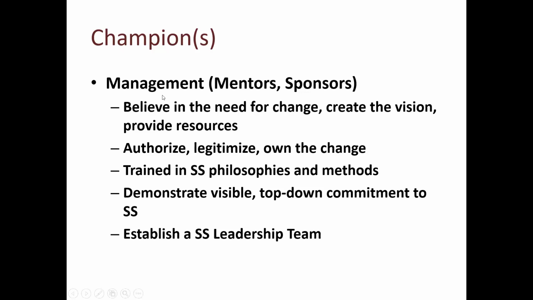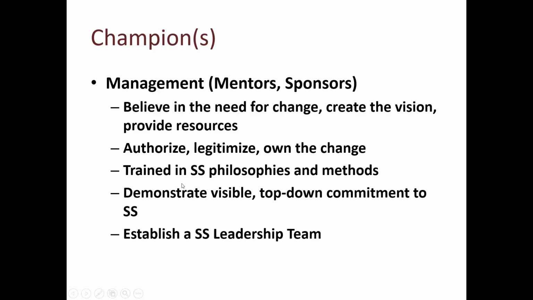They come from the management, they are mentors, they are sponsors. They believe in the need for a change, they create the vision, the strategy, and they provide resources, including authority, which takes us to the next point. Authorize, legitimize, and own the change. This alone is sufficient for decreasing the resistance by more than 90%.